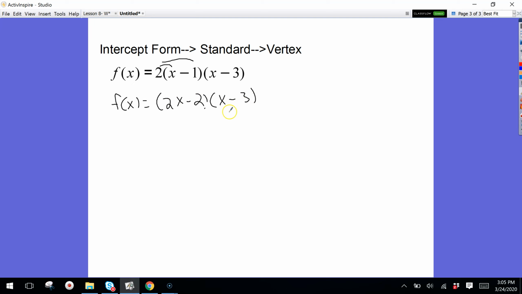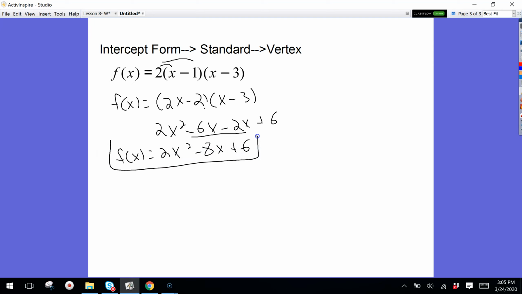We have 2x times x, which is 2x squared; 2x times negative 3, which is negative 6x; negative 2 times x, which is negative 2x; and negative 2 times negative 3, which is positive 6. I can go ahead and combine these, and my f of x is going to equal 2x squared minus 8x plus 6. Okay, so this is my standard form equation.